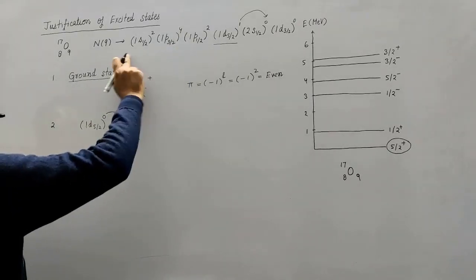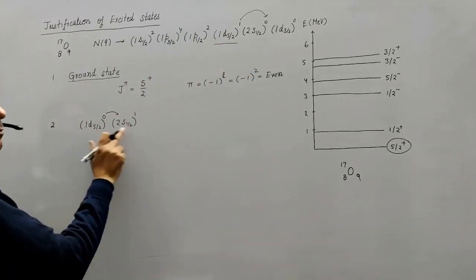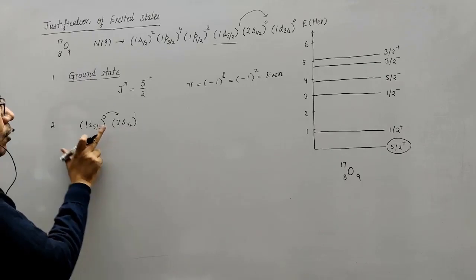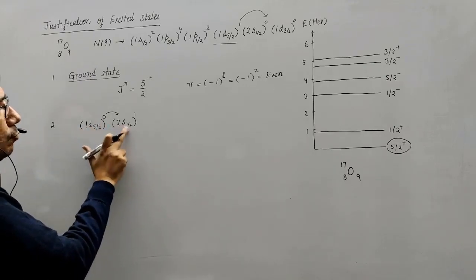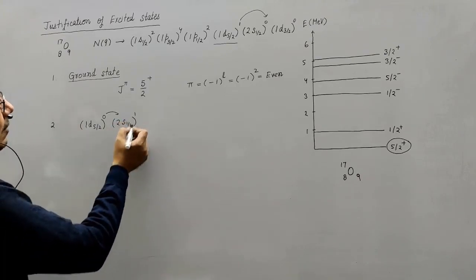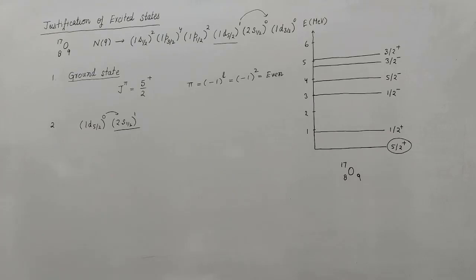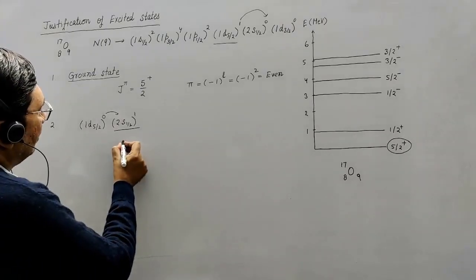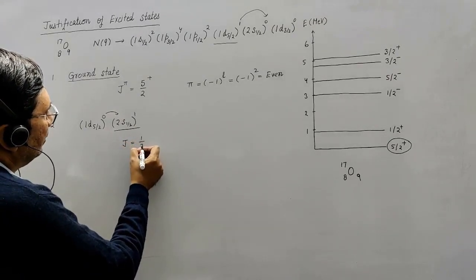I have not written these three. I am just writing here these two because they are involved in this transition. So the unpaired neutron moves from 1d to the 2s subcell, and now the unpaired neutron exists in the 2s 1/2 subcell. What is the J value of this? The J value is 1/2 here.